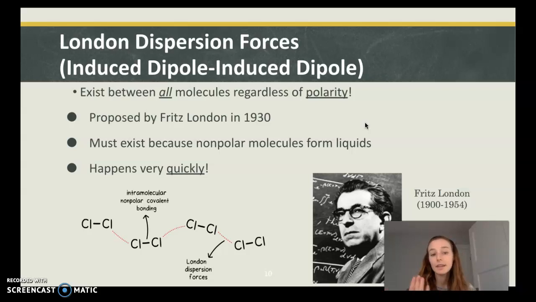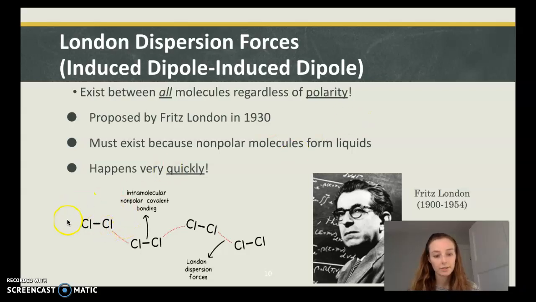This is named London Dispersion Forces because it was proposed by a scientist named Fritz London in 1930. And this must exist because even when we have nonpolar molecules such as oil, they're held together through something, so we have to have some sort of IMF, and we can call these the London Dispersion Forces. And this happens very quickly. You have an induced dipole, or for an instant you have a dipole that helps bond things together.